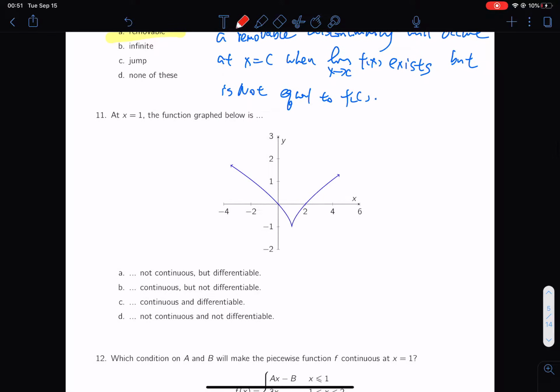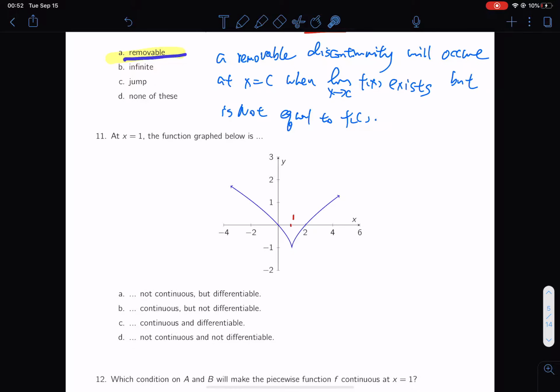And the next one, 11, at x is equal to 1. The function graph below is, you can see this function is a continuous function because we have no holes. It's not removable, infinite, jump, none of the above. So we know this function is continuous. But the function at this point is not differentiable because of a sharp corner. This is a sharp corner. That is one of the examples where the function is not differentiable. So for this one, we choose B.